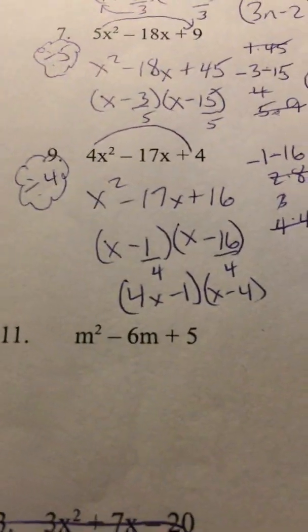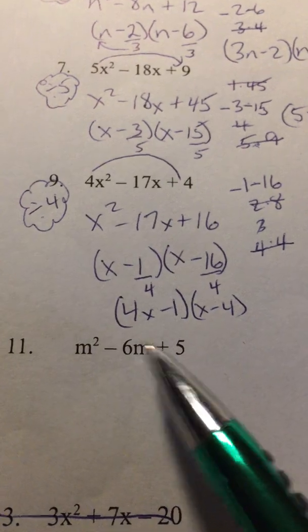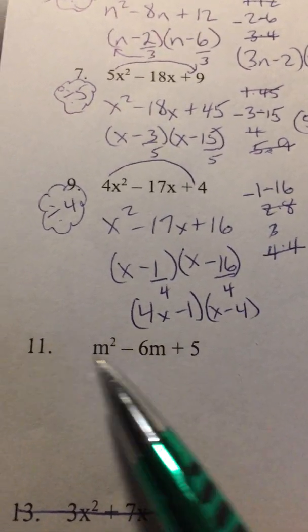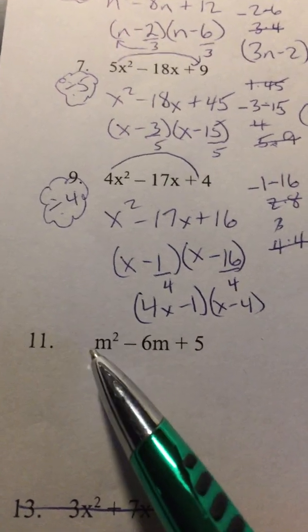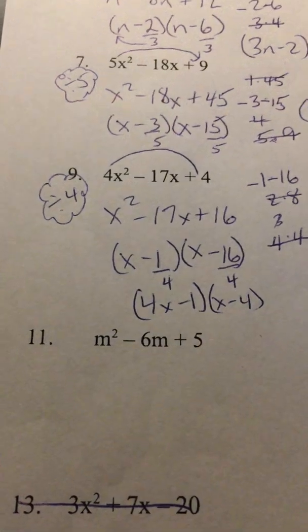Last two problems, number 11 and number 12. Again, we're factoring. So first step is look for GCF. No M's in the third one, so you can't pull an M out. And look, there's no number in front of this, so there's a 1 there, which means the only number that can go evenly into it is 1. So there is no GCF to pull out.